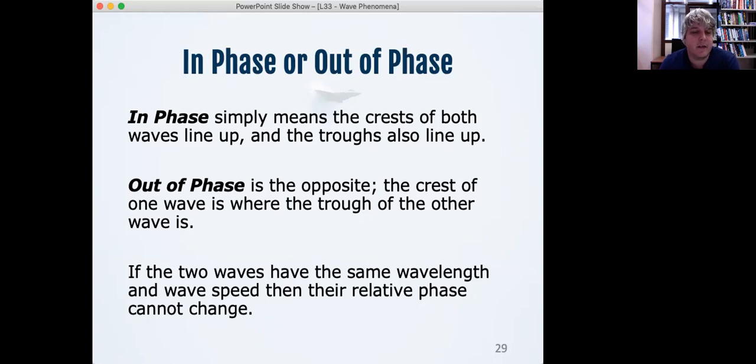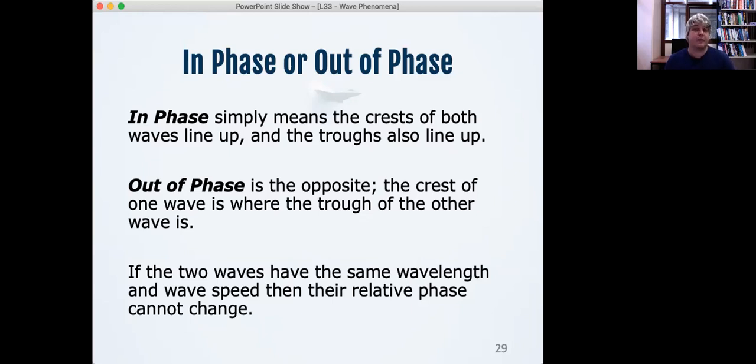That last comment there is just a little point that if you have two waves that have the same wavelength and the same wave speed, then their relative phase can't change. If these two waves are both traveling this way, they've both got the same wavelength, then this crest and this crest will both be in line for both of them. If they're both traveling with the same wave speed, then this crest might move here over some time. The other one will also move here. So they'll just forever be in phase. So if they started in phase, they can't get out of phase. If they started out of phase, they can't get in phase. So if they've got the same wavelength, the same wave speed, then they can't change phases.